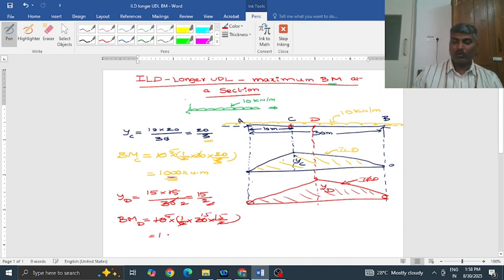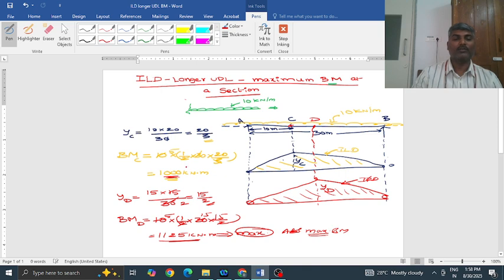So this is 1125 kilonewton meter. Now you can see the bending moment at C, maximum possible value, is 1000, and the bending moment at D, maximum possible, is 1125 kilonewton meter. This is the maximum value possible in the whole beam or girder AB. This is what we call the absolute maximum bending moment.